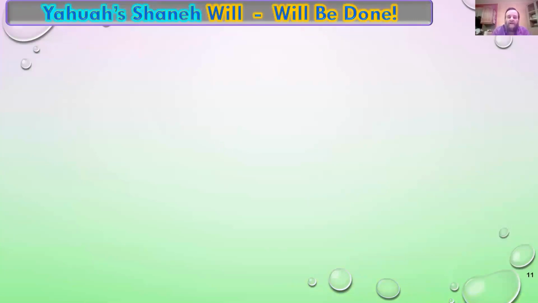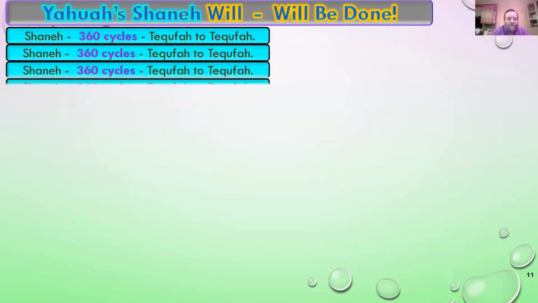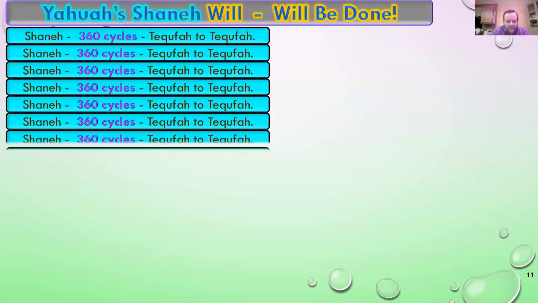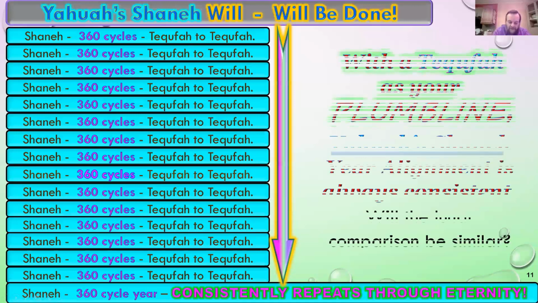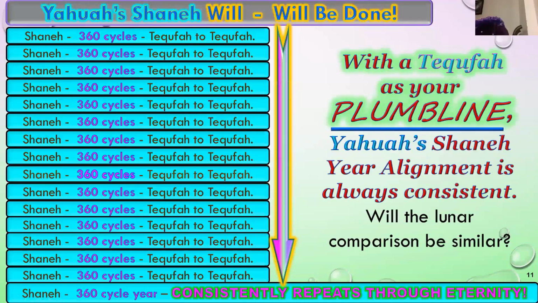Yahuwah's Shane will be done. I want you to look at the columns of years. This is the Shane year. It has 360 cycles, and it goes from Tequfah to Tequfah. And you'll see my cursor here, you'll notice down here, the straight line, there's the exact same number of days in the year, all the time, repeatedly, consistently. It repeats throughout eternity. With a Tequfah as your plumb line, Yahuwah's Shane year alignment is always consistent.